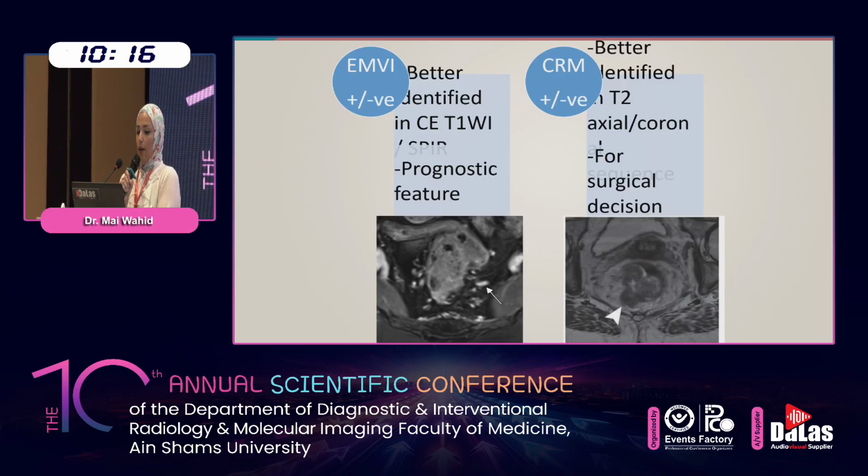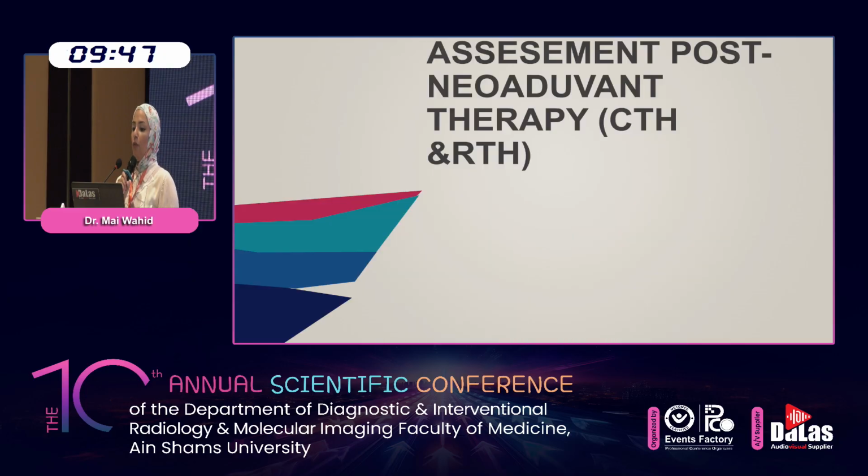On a side note, we talked about the extramural vascular invasion, which is better identified in the contrast-enhanced imaging or the SPARE sequence, which is, by the way, the prognostic feature. Its positivity gives a hint that the patient is more prone to recurrence and blood mets. And the circumferential resection margin, which is important for the surgeon's decision, is better identified in the T2 axial coronal sequence.